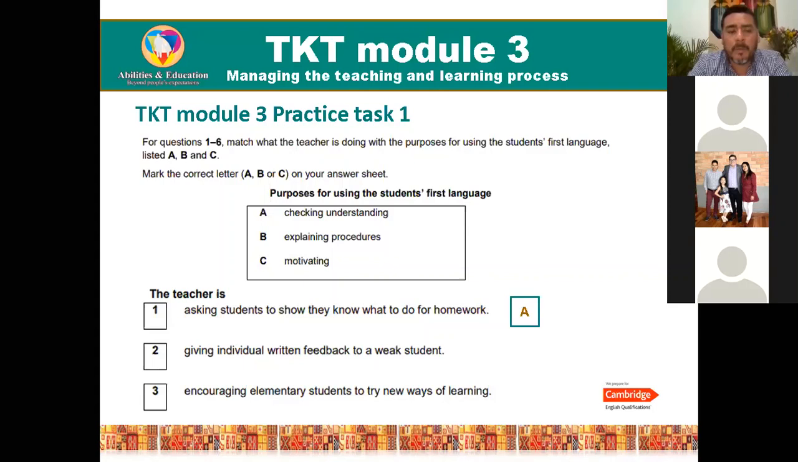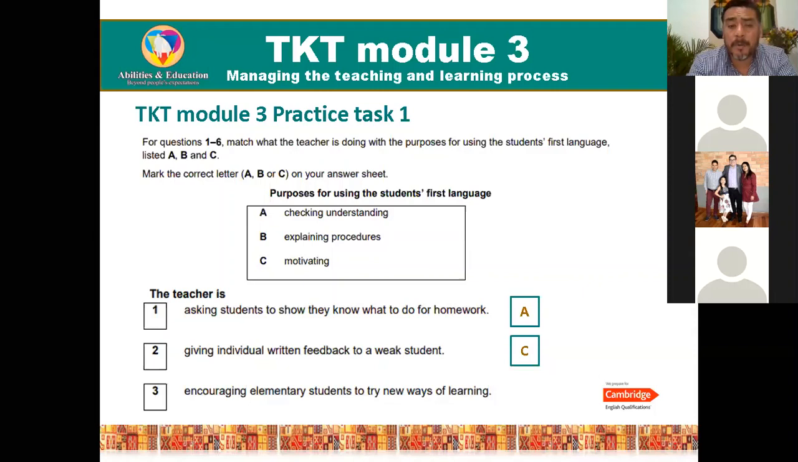In the second example, in the second case, the teacher is giving individual written feedback to a weak student. Explaining procedures. When you give feedback, when you tell students how well or badly he or she is doing, you are telling him about his weaknesses and strengths. Explaining procedures. Actually, here you're motivating because you're giving feedback. You're telling a weak student about his performance, about the way he or she has performed. So when you approach a weak student and you tell them about the positive things or the things he or she can improve, you are motivating the student.